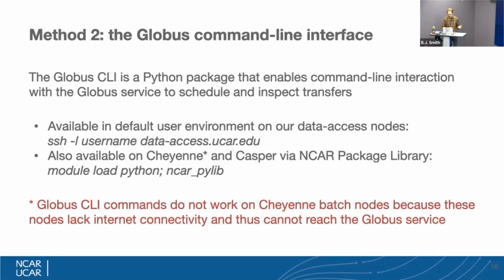The reason being is that the Globus CLI commands don't work on the Cheyenne batch nodes, because the batch nodes aren't connected to the internet, and therefore they can't reach the Globus service. So you can run on the Cheyenne login nodes, you can run on the Casper login nodes, and you can run in Casper jobs because those all have web connectivity. But don't try to put these in a Cheyenne batch job.